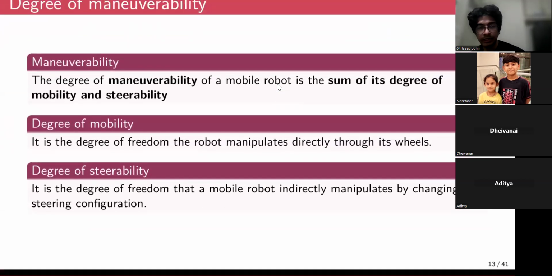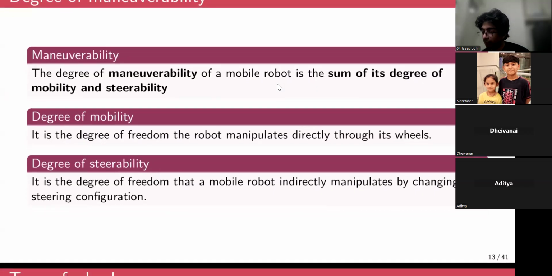There are a few more things that I would like to discuss: the degree of maneuverability. It's nothing but the sum of the degree of mobility and steerability. The degree of mobility is the degree of freedom the mobile robot manipulates directly through its wheels. For example, if a robot has a powered wheel, then it will add to the mobility by 1. And the degree of steerability is the degree of freedom that a mobile robot indirectly manipulates by changing the steering configuration.